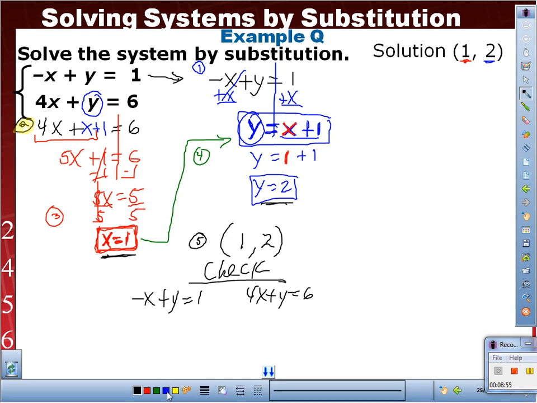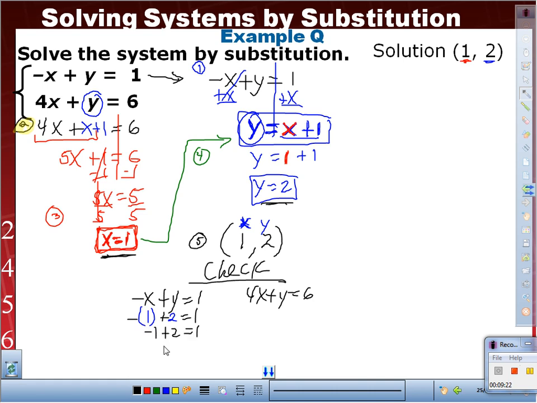All right, as you finish copying, I'm just going to go over the check so that for those of you that forgot, we know that we have an X value and a Y value here. So we take those values and substitute into each equation to check and see if that's a solution. So X is what? 1. Y is what? 2. I bring down the negative, the plus, the equal, the 1. Negative times 1 is negative 1 plus 2 is 1. What is negative 1 plus 2? 1. Is 1 equal to 1? Yes. It worked out there.